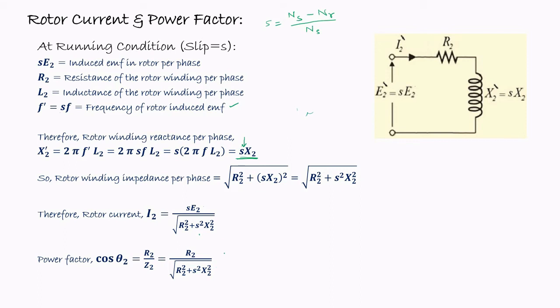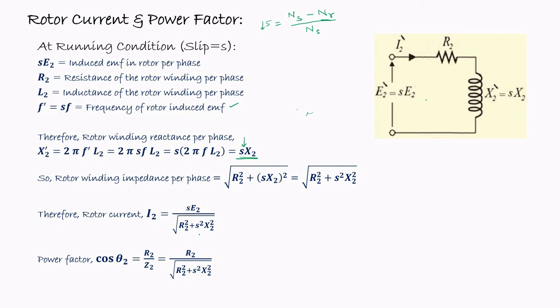So these are the parameters of the rotor circuit per phase during the running condition. Each and every parameter depends upon the slip, and slip depends upon the speed of the rotor. As the speed increases, the slip will decrease. Therefore, these values will also change.